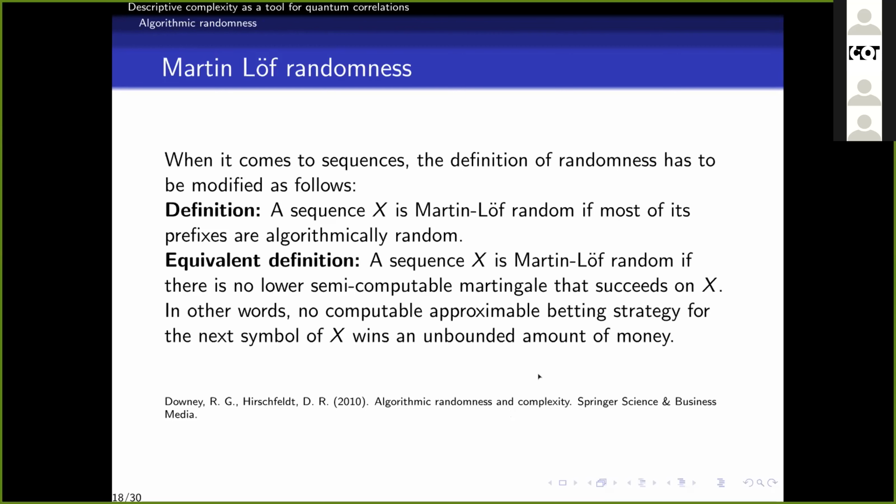And lower semi-computable means that you can generate computable martingales that tend to the martingale that succeeds on X, okay? So you can approximate this martingale better and better computably, even though it may not be computable. So no computable approximable betting strategy for the next symbol of X will win an unbounded amount of money. If that happens, that means that the sequence is algorithmically random. Okay, so these two definitions are equivalent.